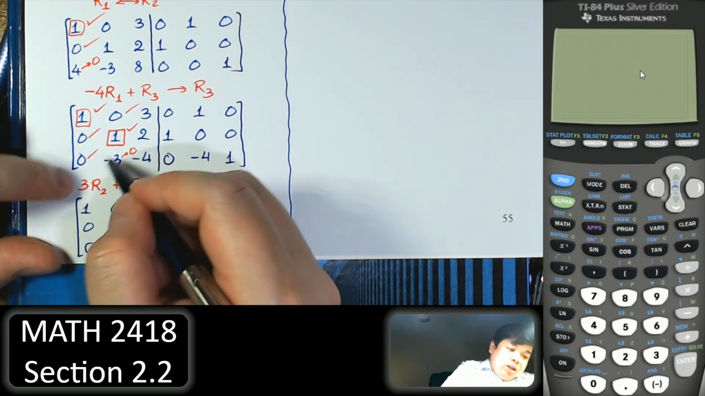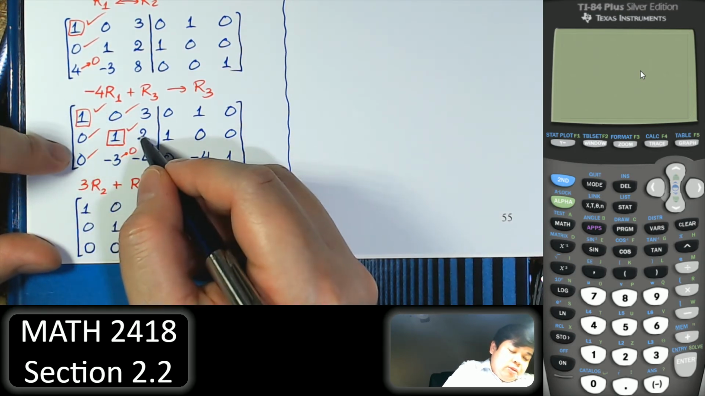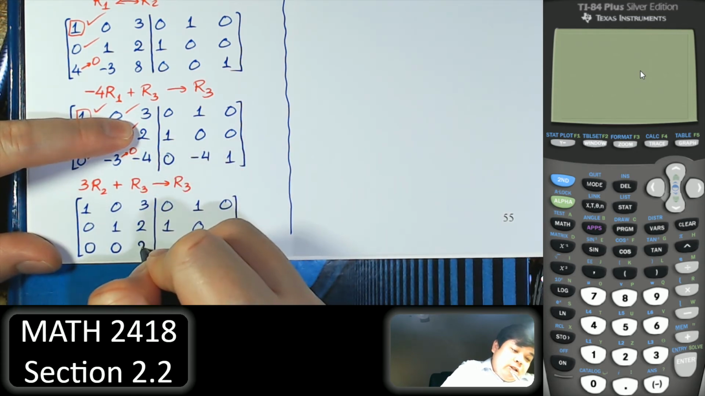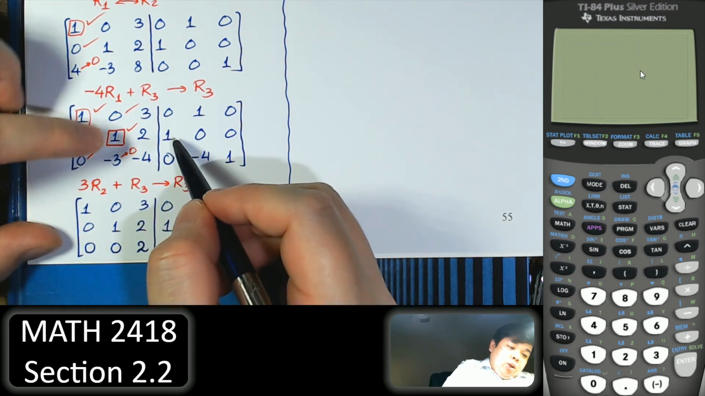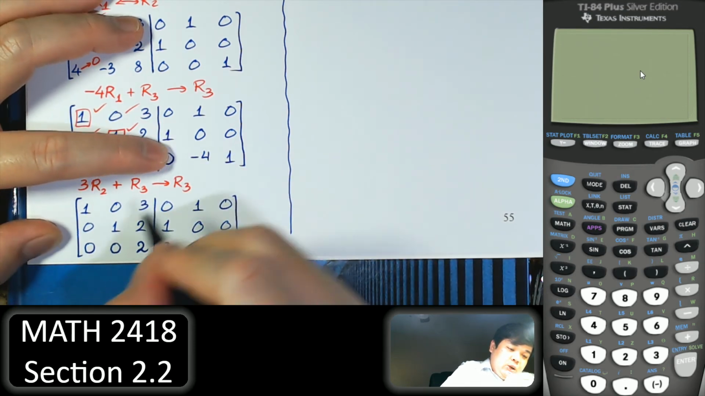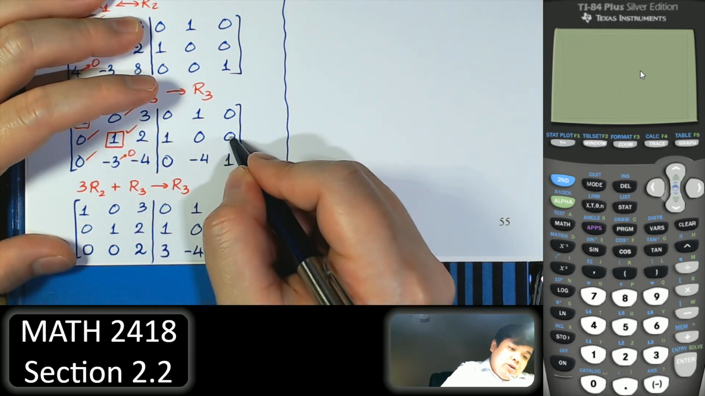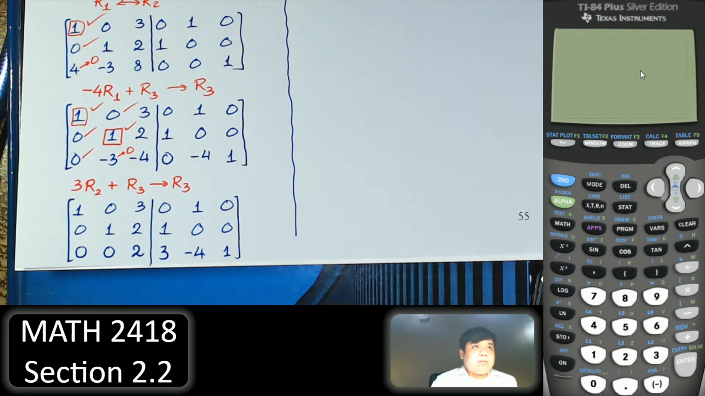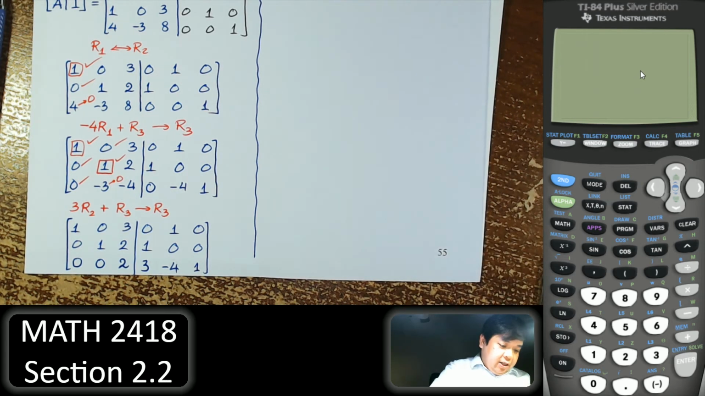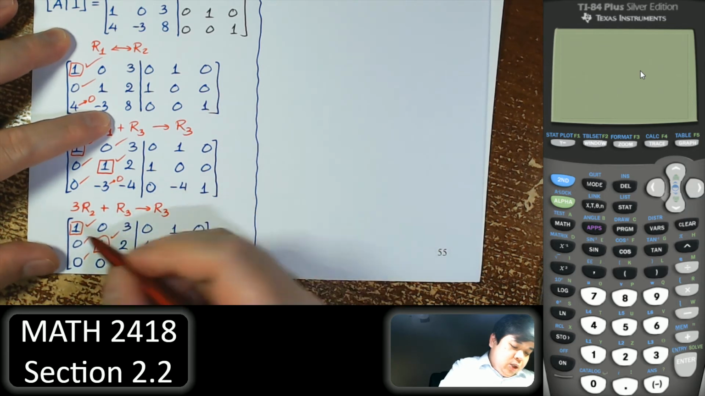3 times 1 is 3 minus 3. 3 times 2 is 6 minus 4. 3 times 1 is 3 plus 0. 3 times 0 is 0 minus 4. 3 times 0. Alright, so we go from there and let's check. 1 0 0 good, 1 good, 0 0.